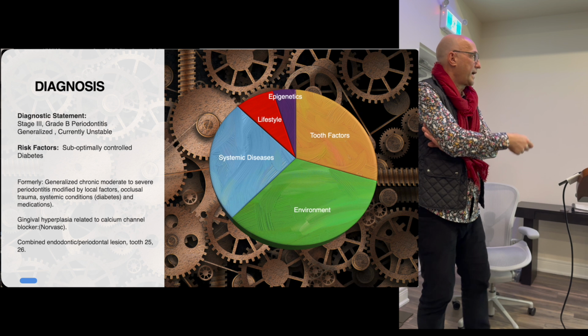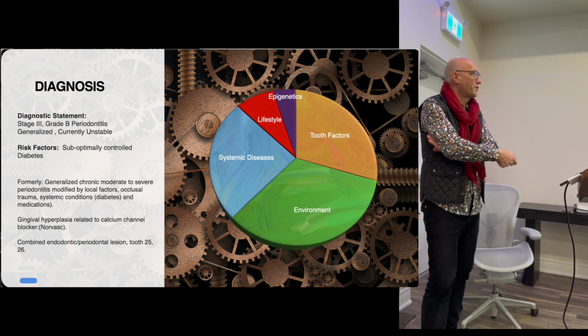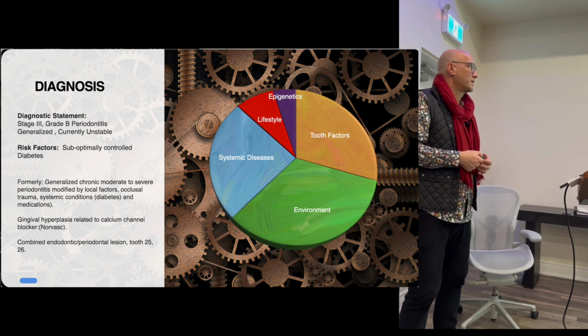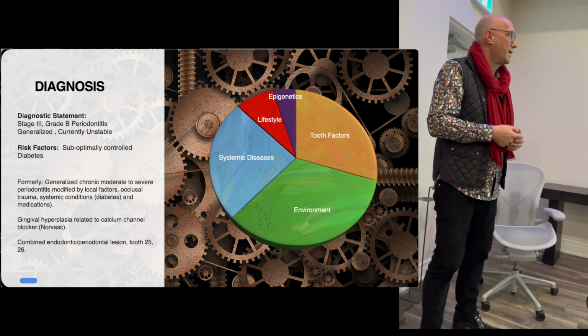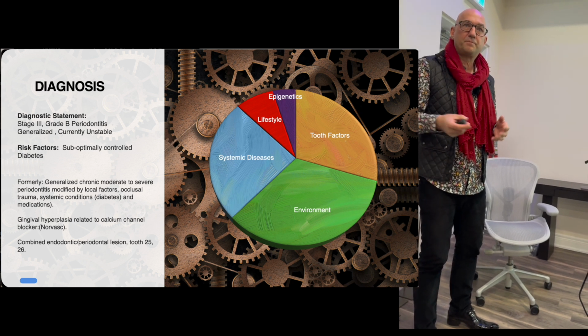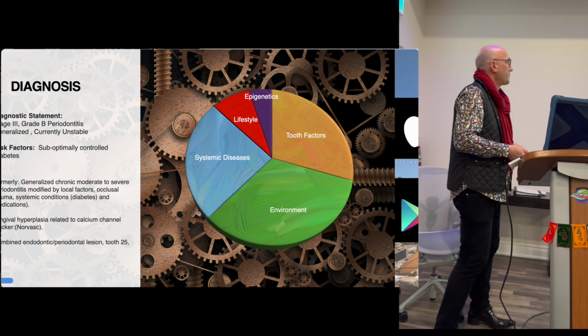So, we had generalized, formerly it would have been called generalized chronic moderate to severe perio, modified by local factors and systemic conditions. That's really complicated. Also, she had some hyperplasia related to her calcium channel blocker, and she had a combined endo-perio lesion at 2.6.